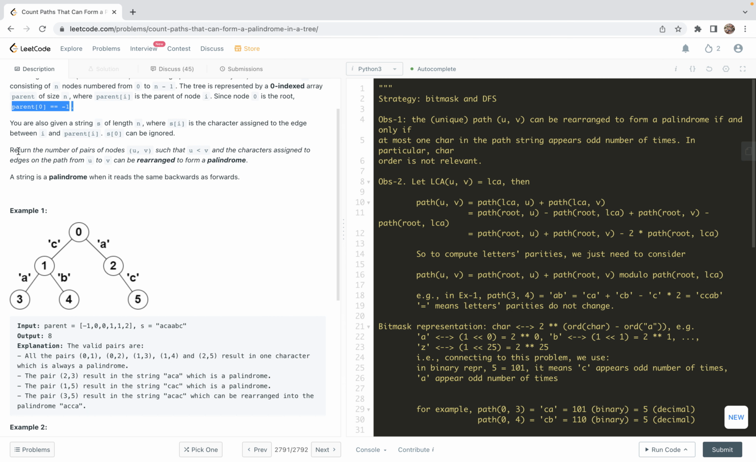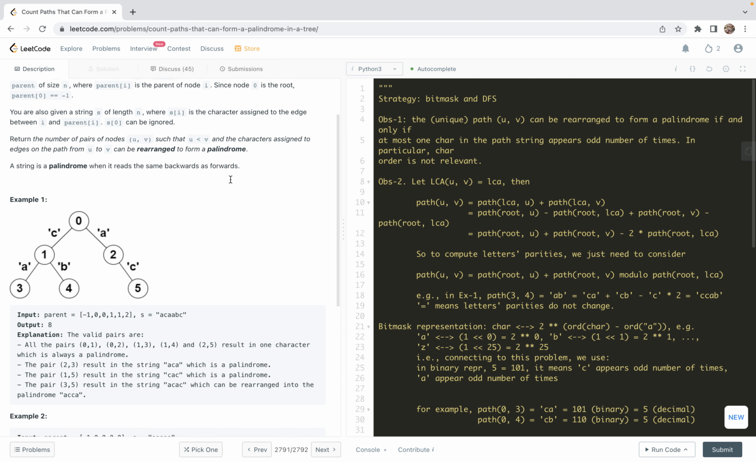We are required to return the number of pairs of nodes (u, v) such that u is less than v, and the characters assigned to the edges on the path from u to v can be rearranged to form a palindrome. Here, the last paragraph explains what a palindrome is. Basically, it reads the same backwards and forwards.